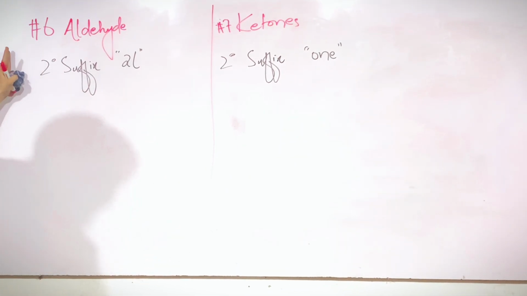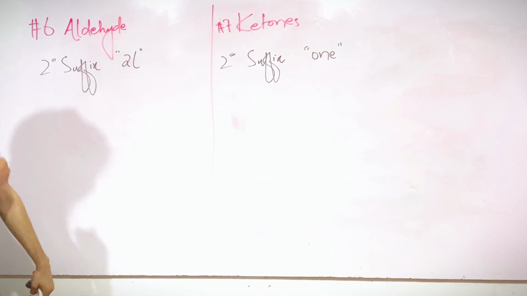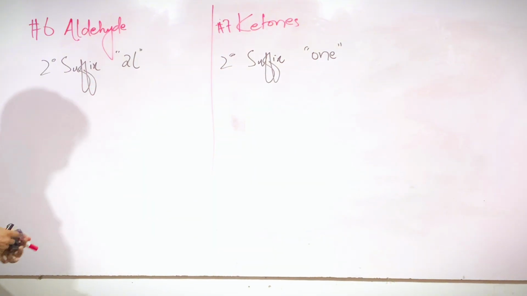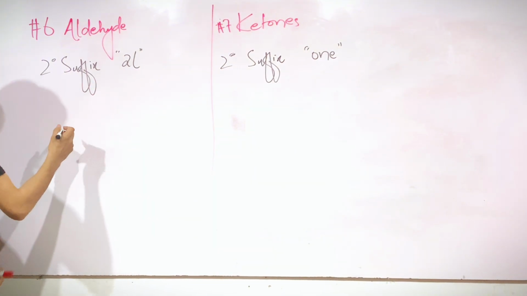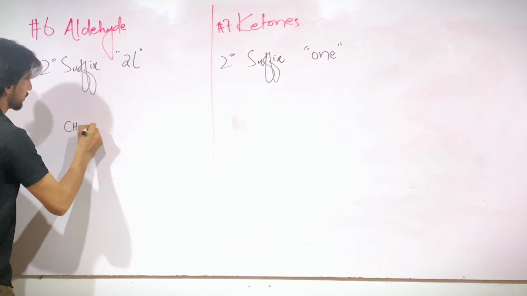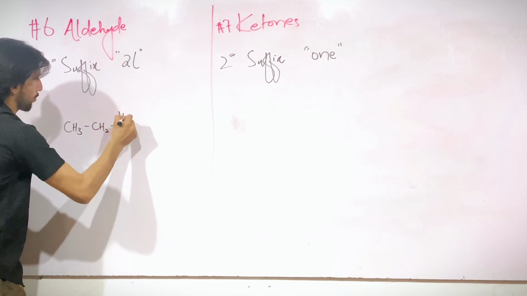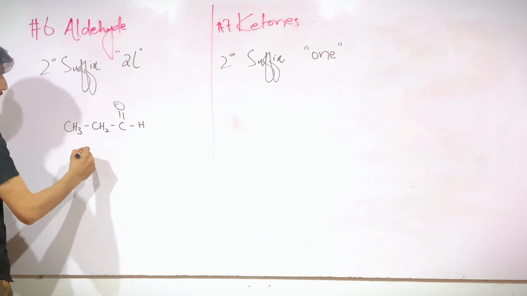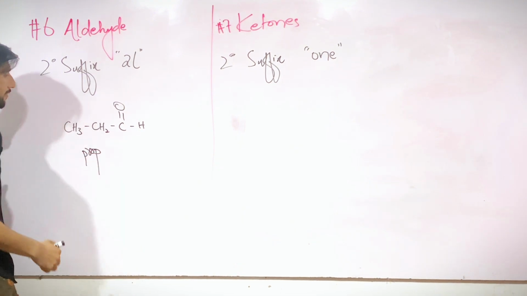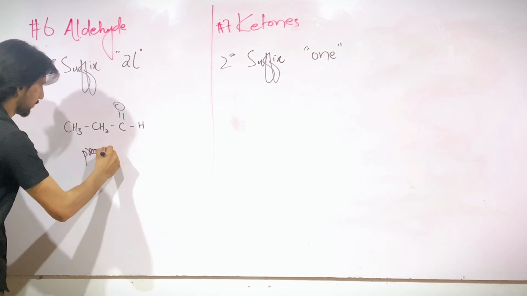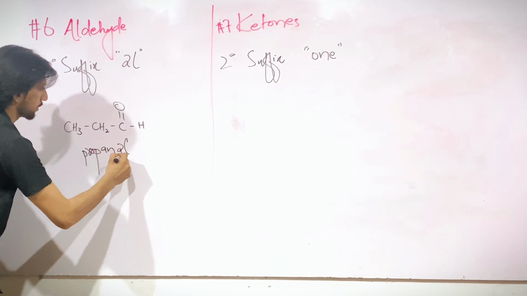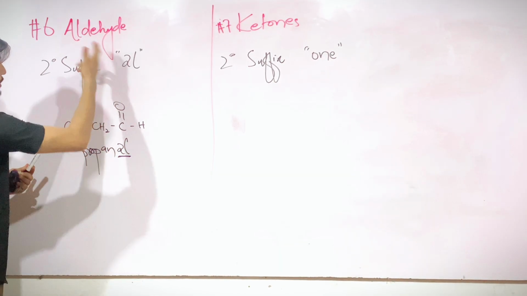On number 6 we have got aldehydes, and on number 7 we have got ketones. For aldehyde, the secondary suffix we use is al. So what will be the name of this compound? So the word root for 3 carbon atoms becomes prop. Now you have learned that by heart. And an for saturation, and al for our secondary suffix, as it is an aldehyde.